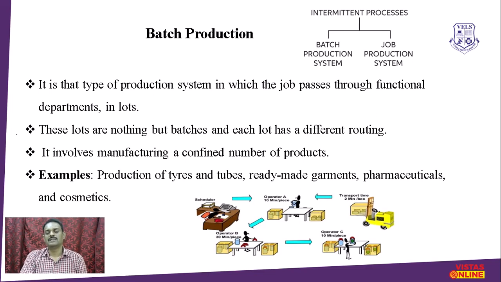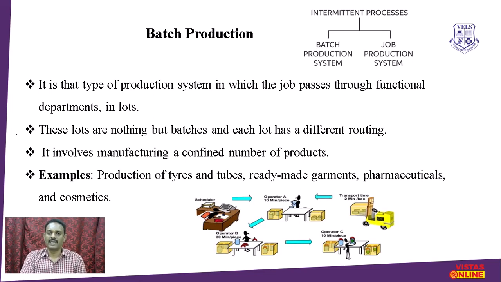In batch production, they stop once the batch is completed. After that, the second batch will start. So it is the type of production system in which the job passes through functional departments in lots. These lots are nothing but batches. And each lot has different routing plans. That means here they are using the word lot, so the production is done on a lot basis in that particular company.